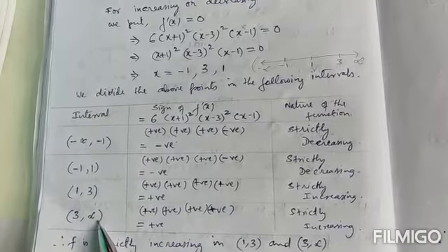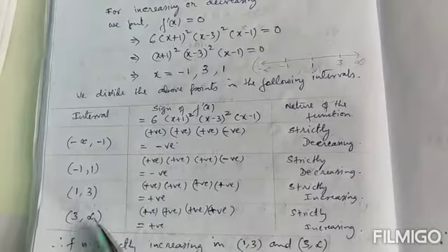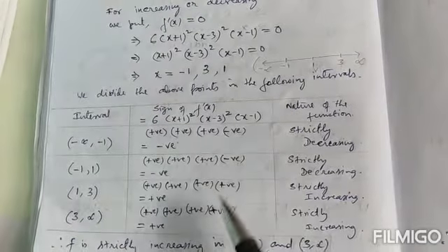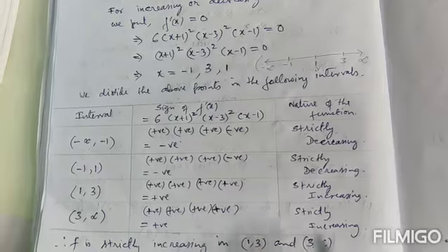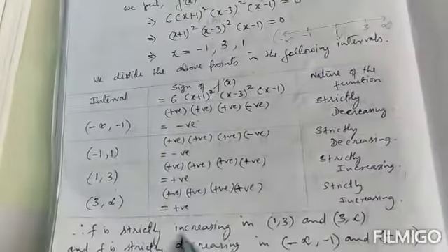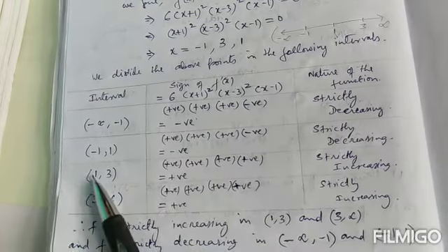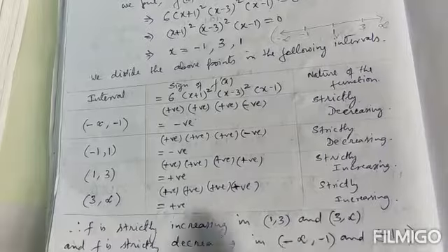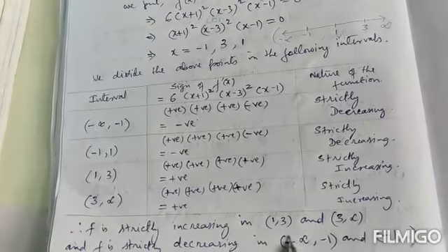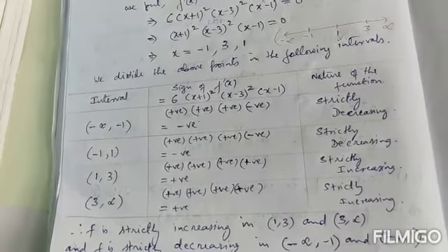And then 3 to infinity, positive, positive, positive. You can take 4 or 5. Let me take 5. 5 minus 1, you'll get 4, positive. So all of these are positive, so strictly increasing. So it is strictly increasing in the intervals 1 to 3, and then 3 to infinity. Strictly decreasing in minus infinity to minus 1, and minus 1 to 1. Up to that much will be the answer.